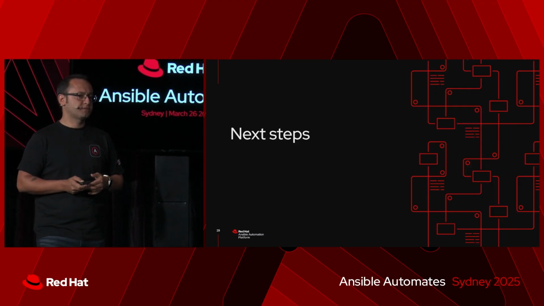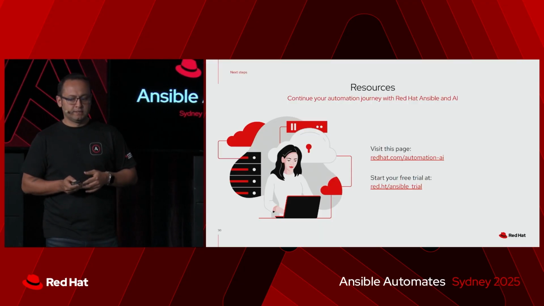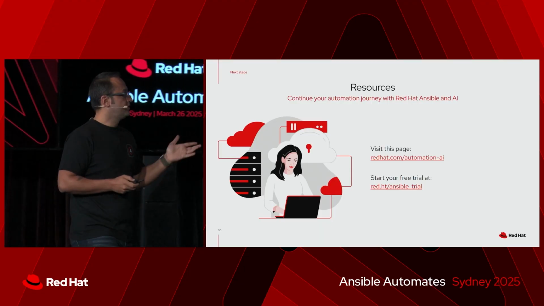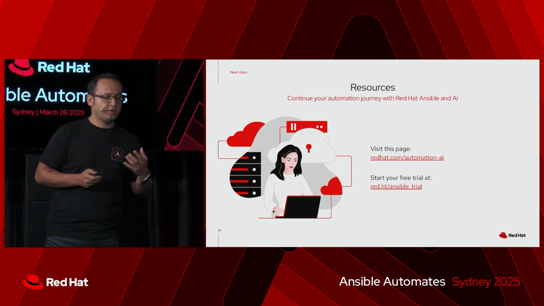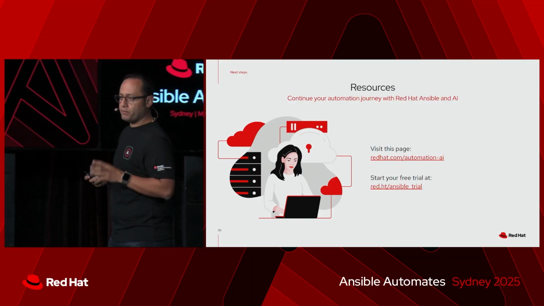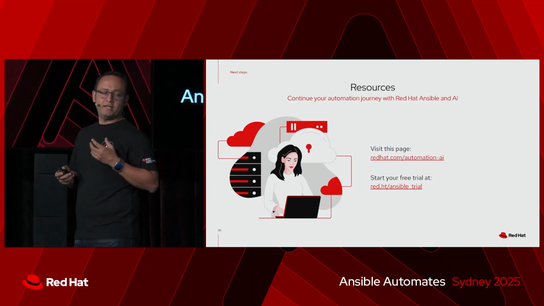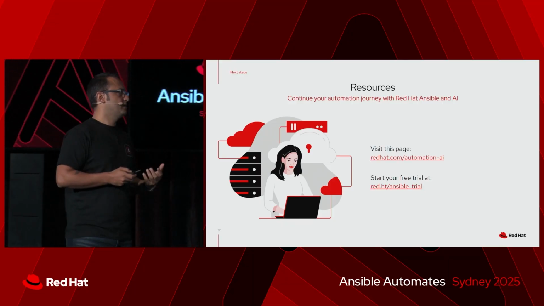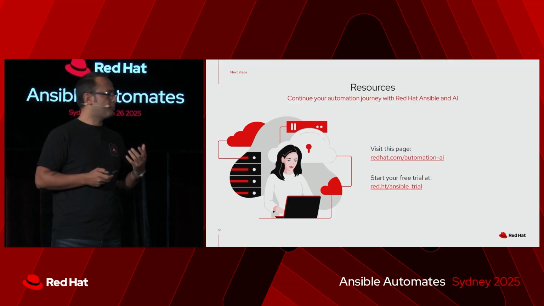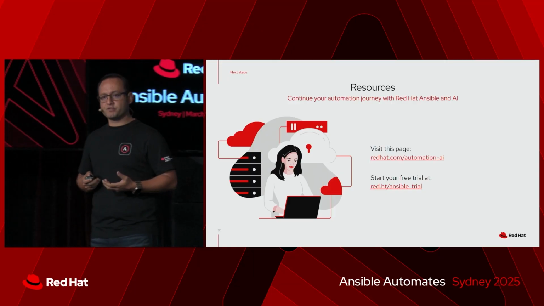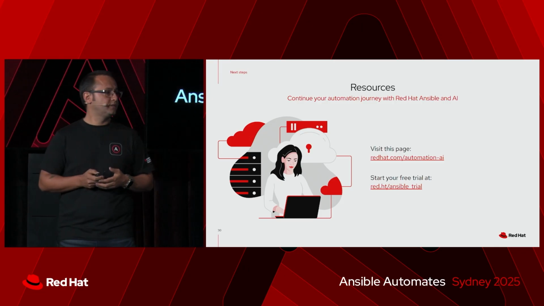So what are the next steps? Visit redhat.com/automation-AI. You're going to find a lot of resources on how automation can be the key to your adoption of AI, and importantly, management of the infrastructure that supports your AI workload.